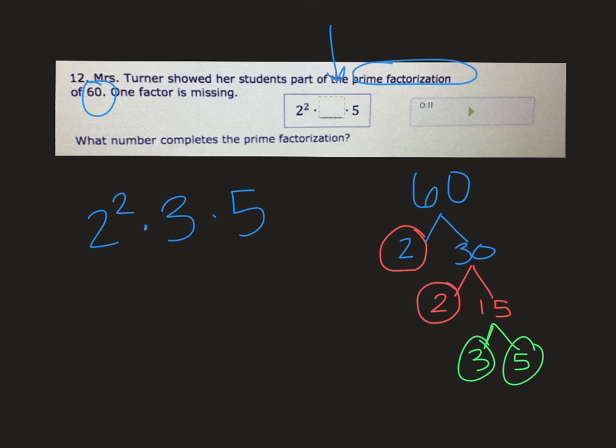So let's take a look at what we have and what we're missing. So we have 2 to the power of 2. We have the 5, so we're missing the 3. So we are missing the prime number 3 to complete this prime factorization.